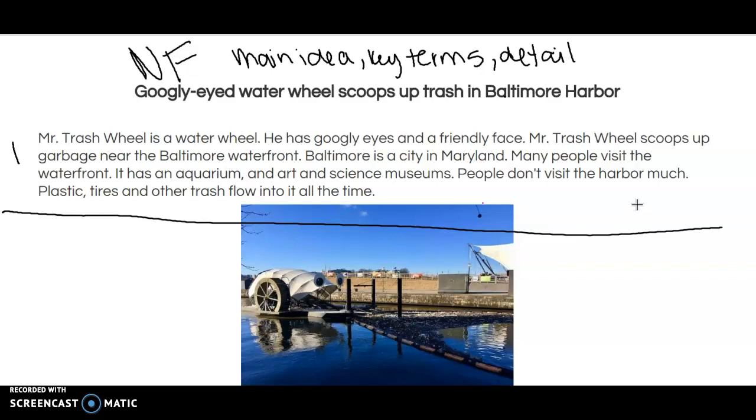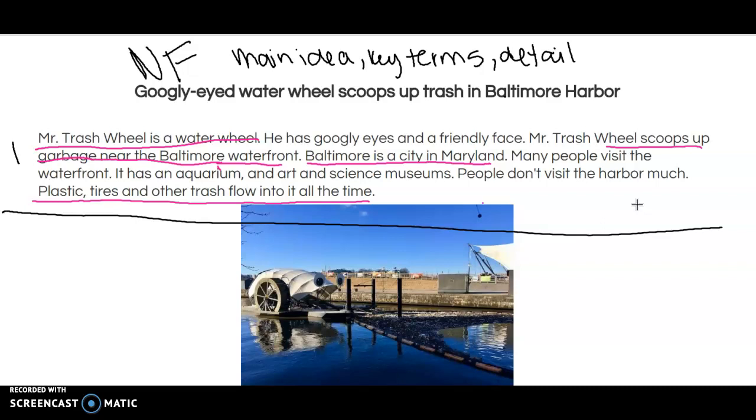So we've reached our line, and that's where we're going to stop. So now we're going to look back through and only underline facts. What are the facts? So we read Mr. Trash Wheel is a water wheel. That's a fact. Mr. Trash Wheel scoops up trash or garbage near the Baltimore waterfront. That's a fact. We know Baltimore is a city in Maryland. That's a fact. Plastic, tires, and other trash flow into it is a fact. So those are our facts in this passage.